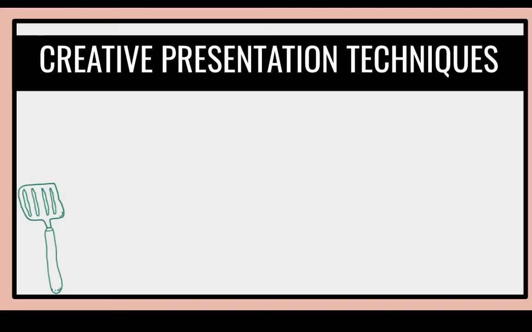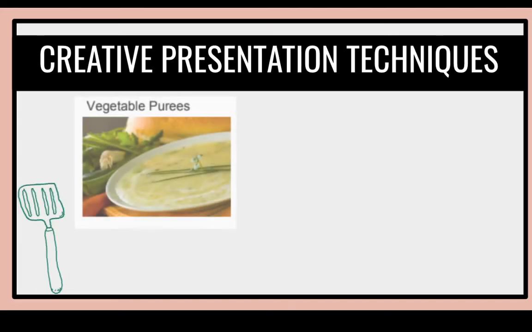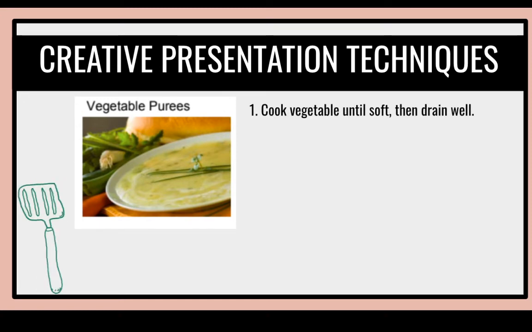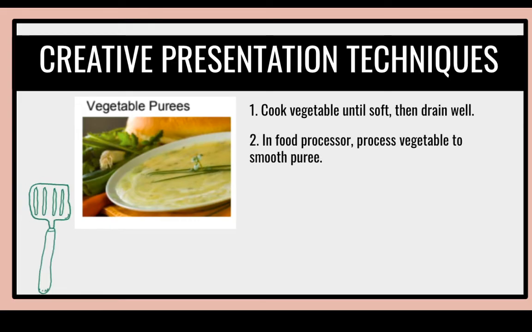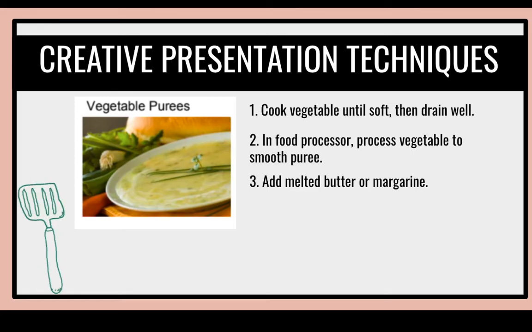These are creative presentation techniques. An example is vegetable purees. First, cook the vegetables until soft and then drain them. In your food processor, process the vegetables to a smooth puree. If you do not have a food processor, then you can use a blender. Add melted butter or margarine, but butter will always be the best. Season it with salt and pepper and process again. You can add any other seasoning that may suit your taste.